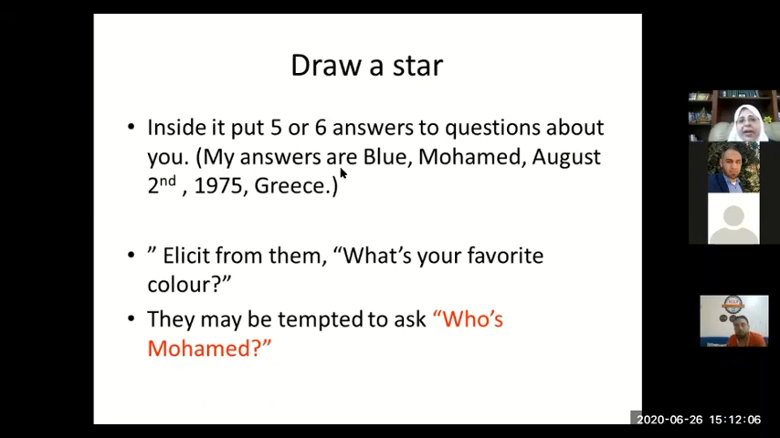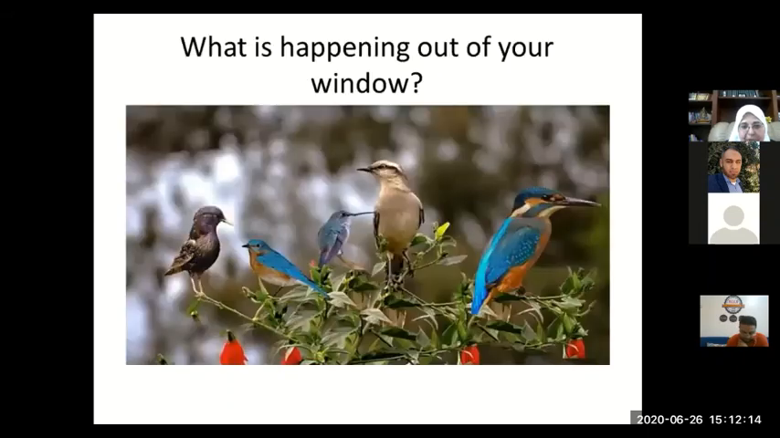So here it's a game where they could form questions. Okay, so this is the first one. The second one, you want them to practice, for example, the present continuous. So could you all look from the window and tell me what's happening out of your window now? Give me a sentence in the chat box.